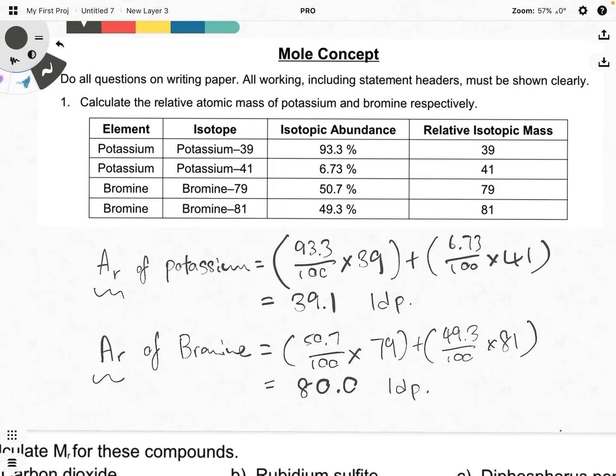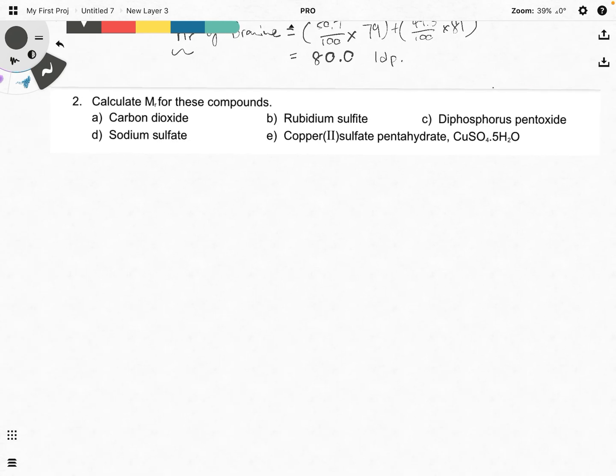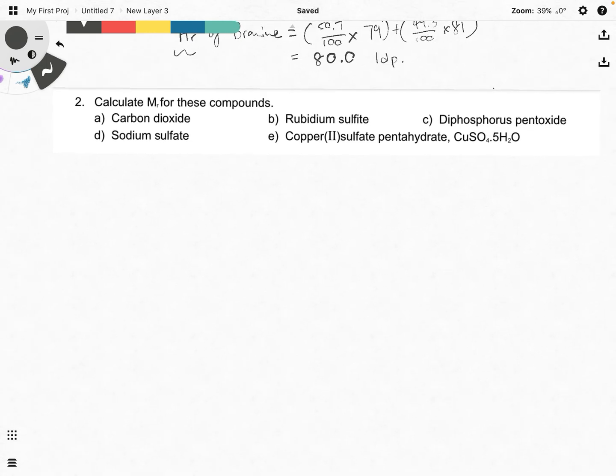Okay, next, let's go to question 2. Question 2 wants you to calculate the MR of these compounds. MR can mean several things. MR can refer to the relative formula mass. It can also mean the relative molecular mass.